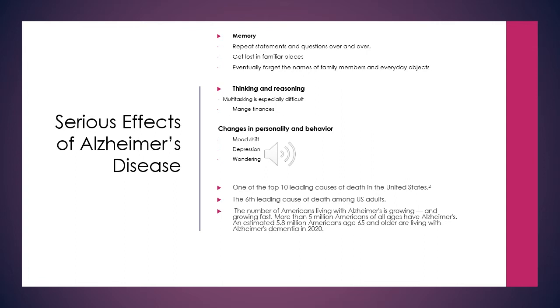But to this day, more than 5 million Americans of all ages have Alzheimer's, and an estimated 5.8 million Americans aged 65 and older are living with Alzheimer's disease in 2020. So that is a big number, and that number is not going down. It is moving up at all times.